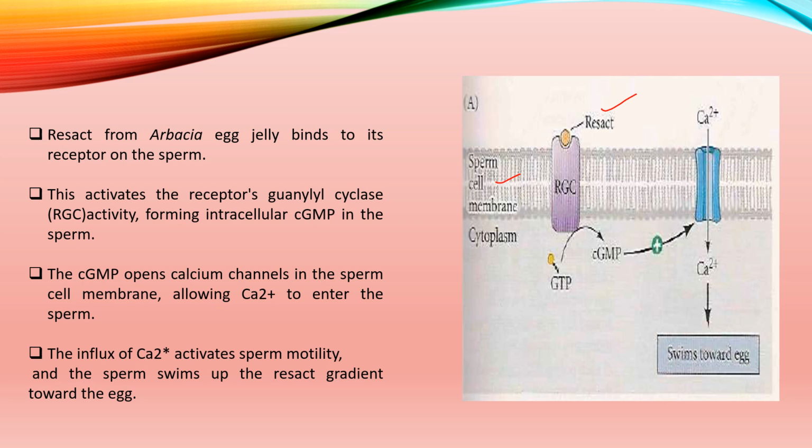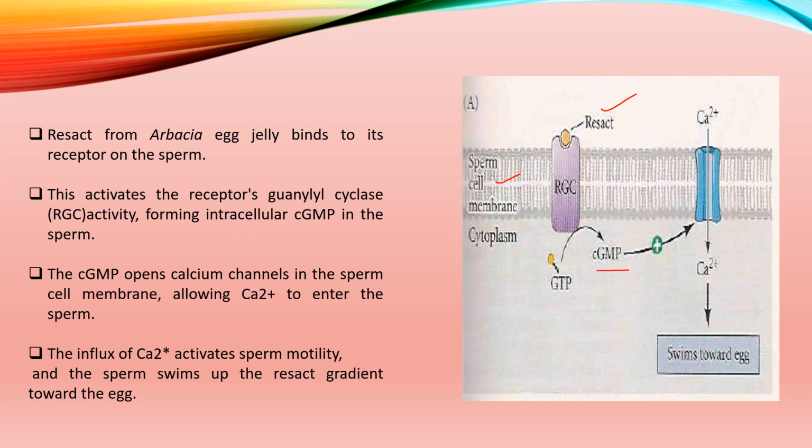So here in the diagram you see the resact. It is secreted by the egg jelly coat, and it binds to the receptor present in the sperm plasma membrane. The ligand binds to the receptor. When resact binds to the receptor present in the sperm plasma membrane, what gets activated? The receptor. In the receptor there is an RGC, which is the receptor guanylyl cyclase, and it will convert GTP to cyclic GMP.